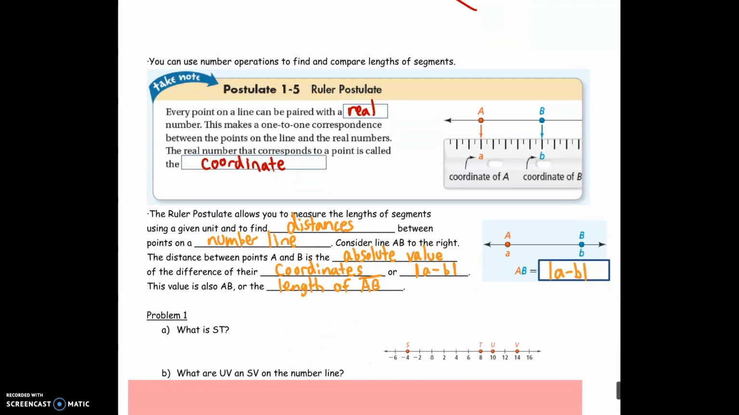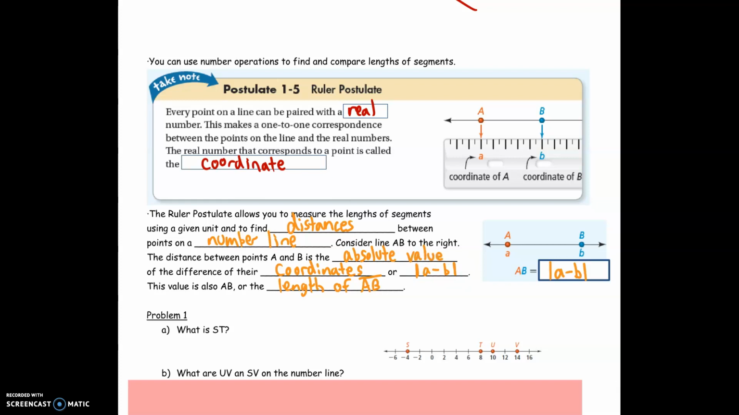Moving further on to trying to use that ruler postulate, we're going to use that to measure distances, just like you'd use a ruler to measure distances. And again, we're going to find those distances on a number line. It's going to look kind of scary because we're going to define the distance between 2 points by saying it's the absolute value of the difference of those two coordinates, written as the absolute value of something like coordinate A minus coordinate B as those two variables.